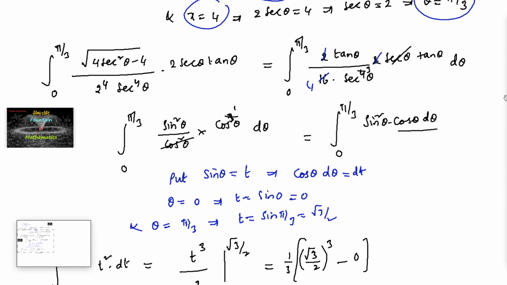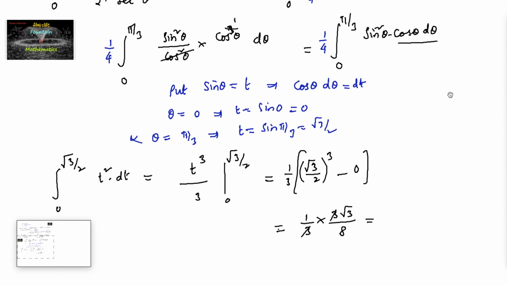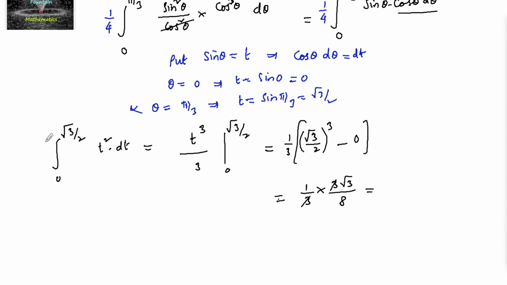Wait, there is 1 upon 4, I have forgotten to write. So this is 1 upon 4 times. So here also 1 upon 4, I'm sorry. So that we'll be getting root 3 upon 4 times 8, which is 32. Root 3 upon 32 is the answer. Okay, thank you.